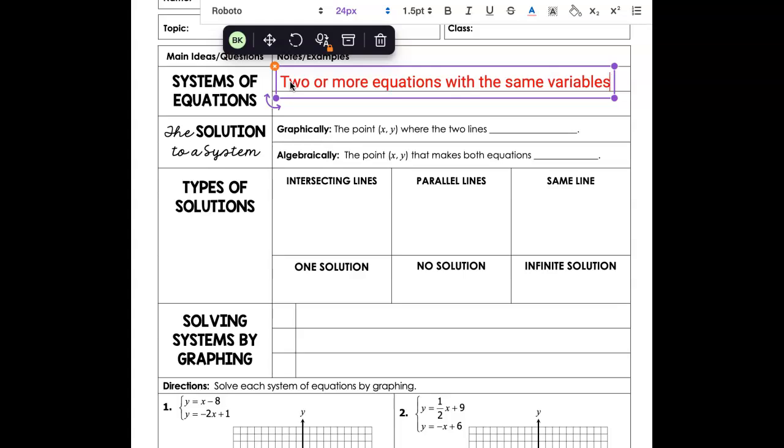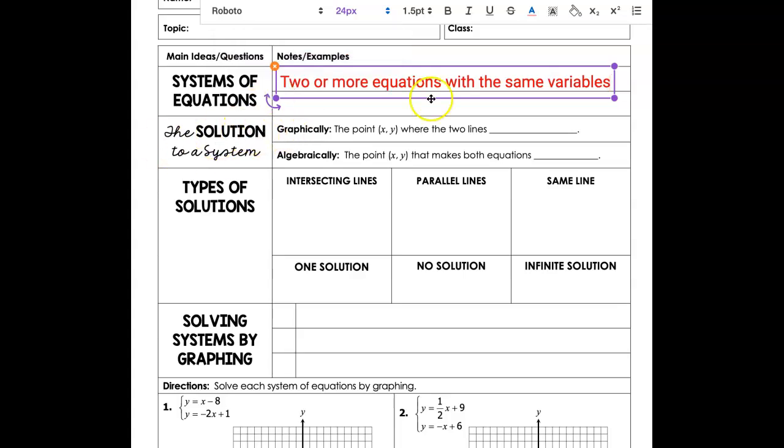As you advance into more difficult math, you'll have three equations, three variables. We're going to stick to just solving two equations at the same time. They'll have the same two variables. Those variables, for the most part, will be x and y.